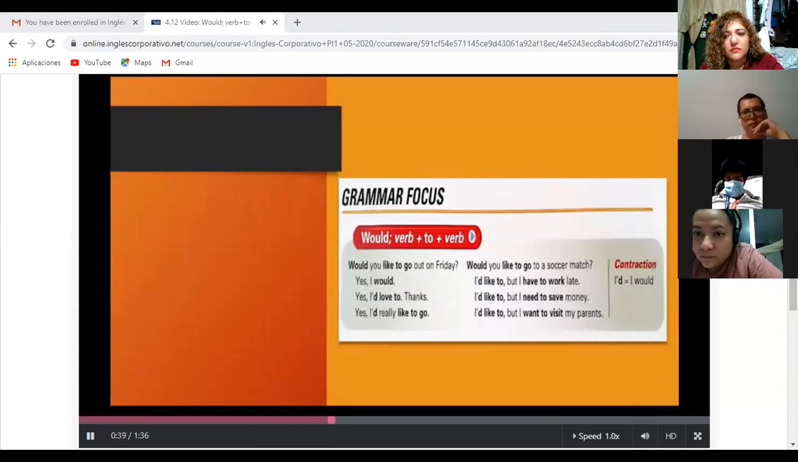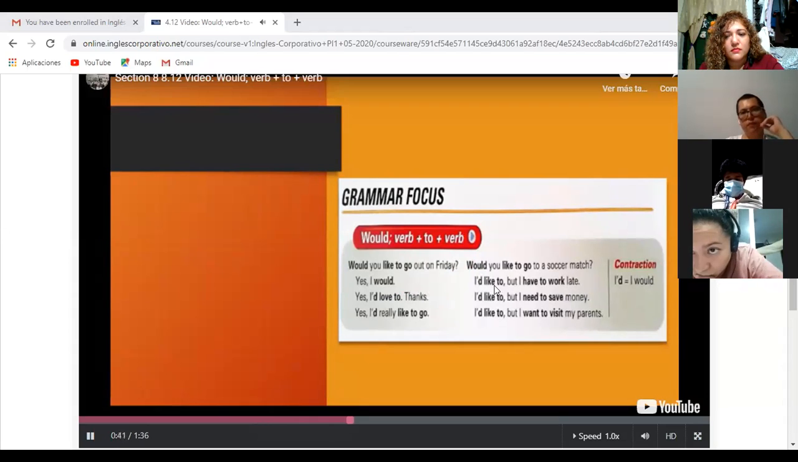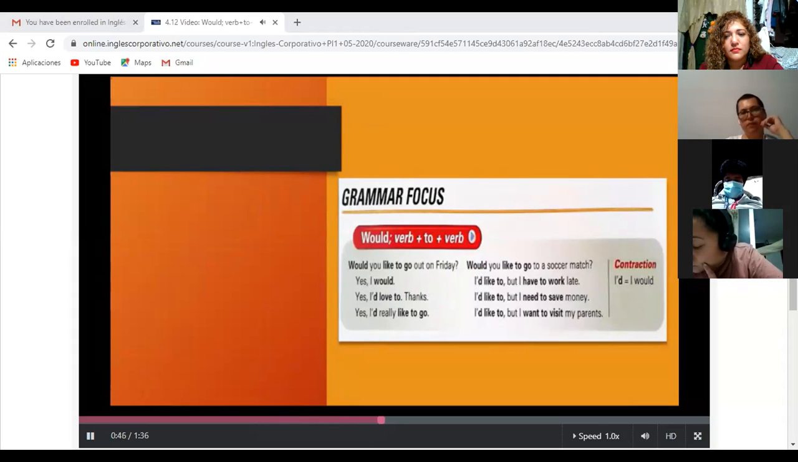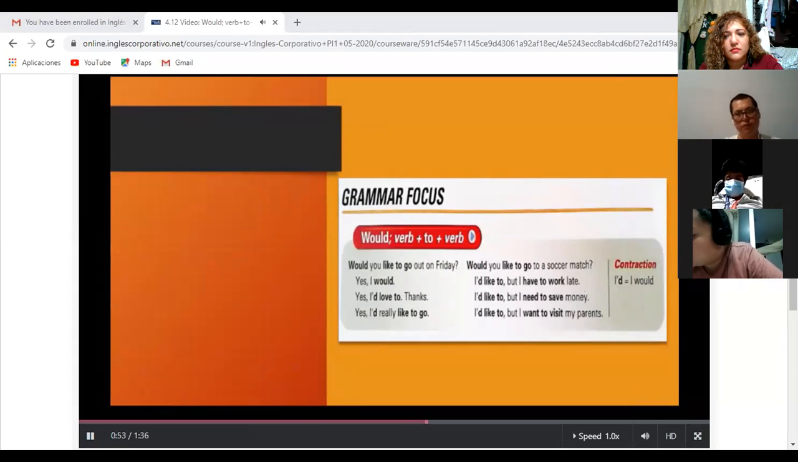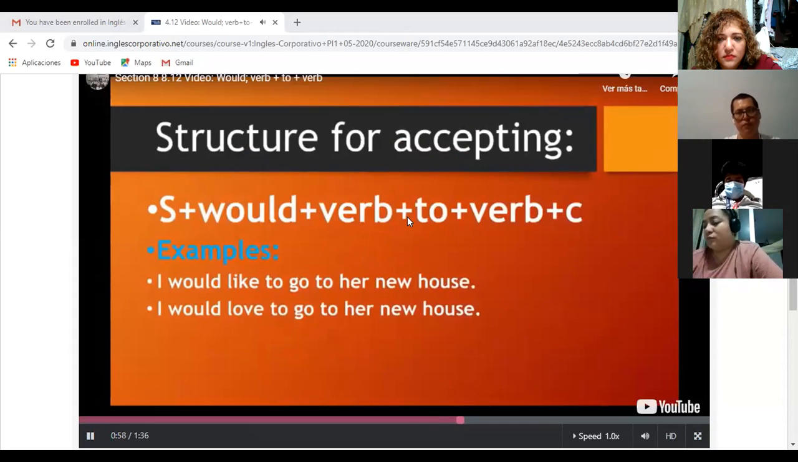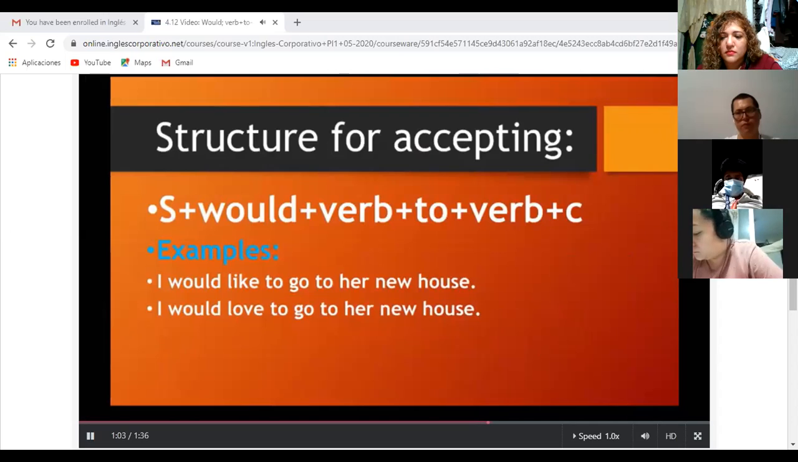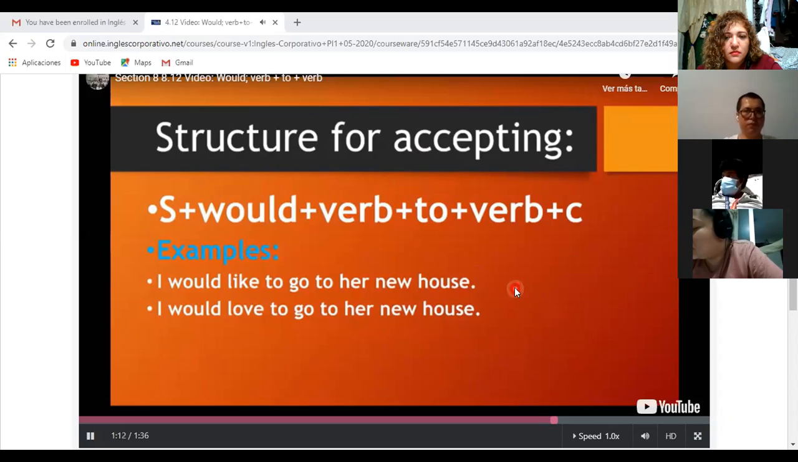Would you like to go to a soccer match? I'd like to, but I have to work late. I'd like to, but I need to save money. I'd like to, but I want to visit my parents. Contraction. I'd equals I would. In order to accept an invitation, we need to follow the structure. Subject plus would plus verb plus to plus verb plus complement. Examples. I would like to go to her new house. I would love to go to her new house.